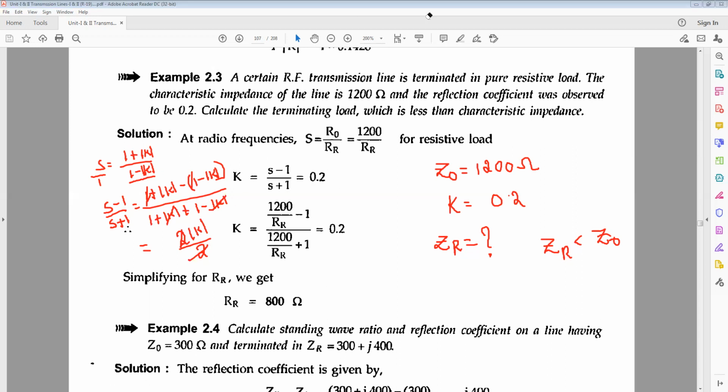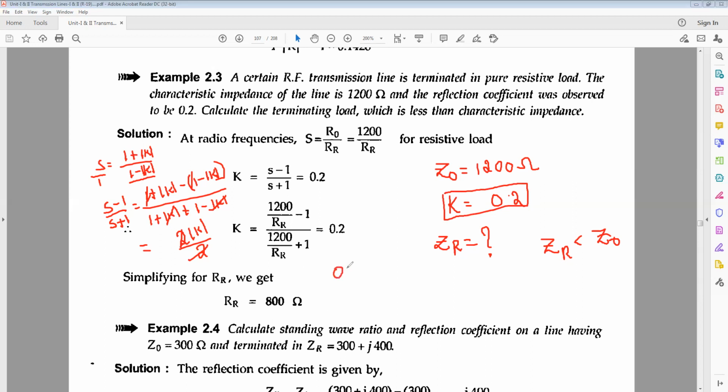So K is equal to... what is the S here at the radio frequency? S is equal to R naught by RR, that is 1200 by RR minus 1. And similarly, S is 1200 by R plus 1. So take this as K is equal to... we are given the reflection coefficient as 0.2. From this, we can find out RR. Simplify for RR, what is RR?